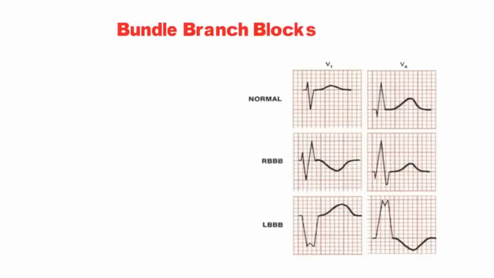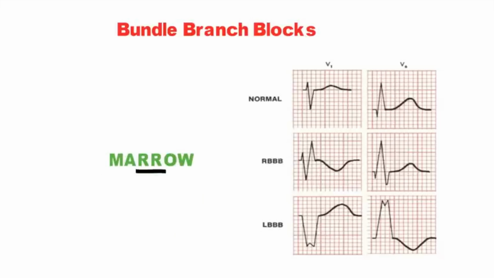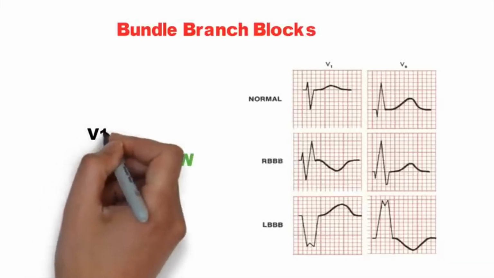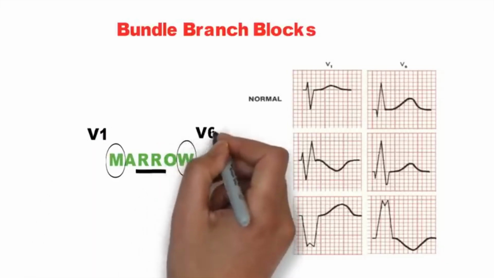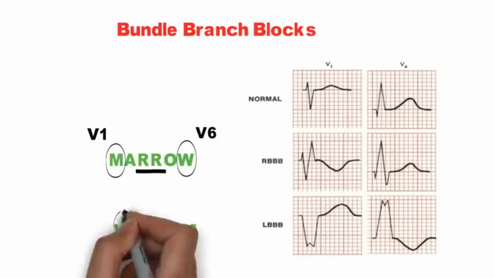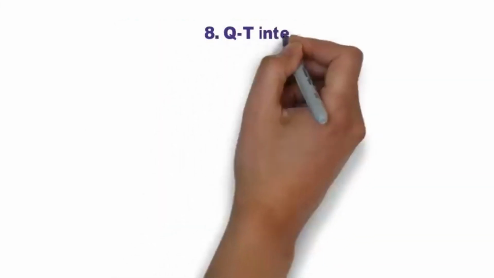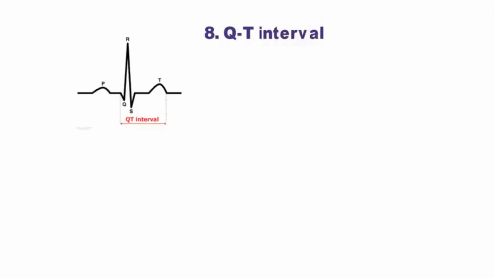In RBBB, there is M pattern in V1 and W pattern in V6. You can remember it with a mnemonic, MARROW, where double R is for RBBB and M in V1, W in V6. Similarly, you can remember ECG of LBBB by a mnemonic, WILLIAM, where W pattern in V1 and M pattern in V6 is present.